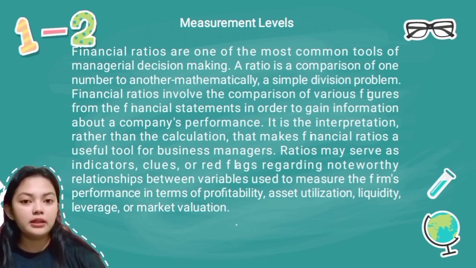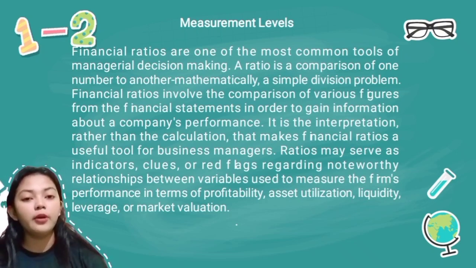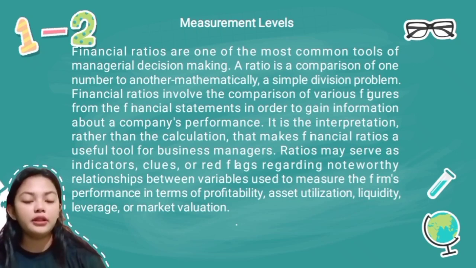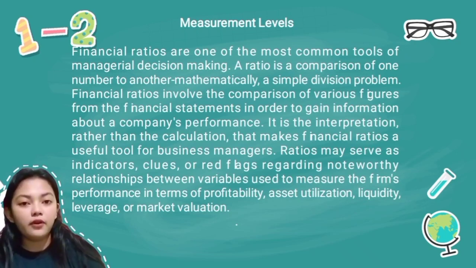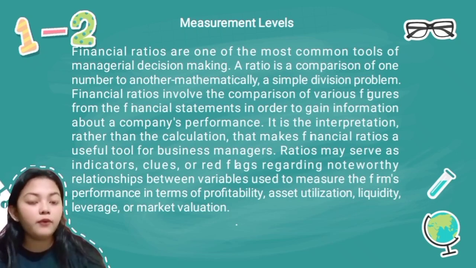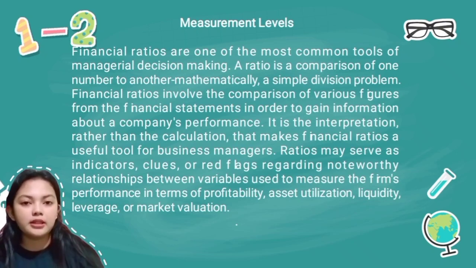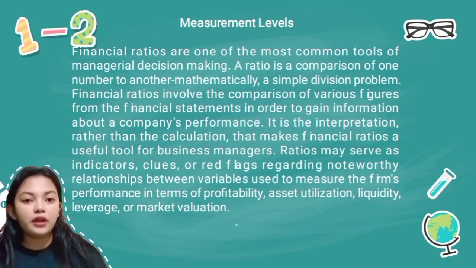Measurement levels, meaning financial ratios, are one of the most common tools of managerial decision making. A ratio is a comparison of one number to another mathematically, a simple division problem. Financial ratios involve the comparison of various figures from the financial statements in order to gain information about the company's performance. It is the interpretation rather than the calculation that makes financial ratios a useful tool for business managers.